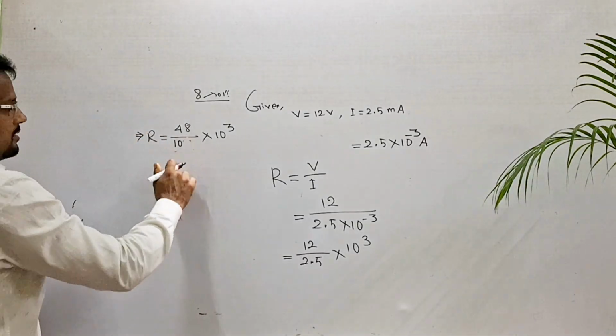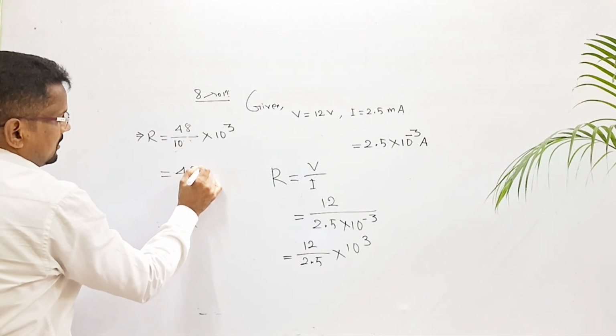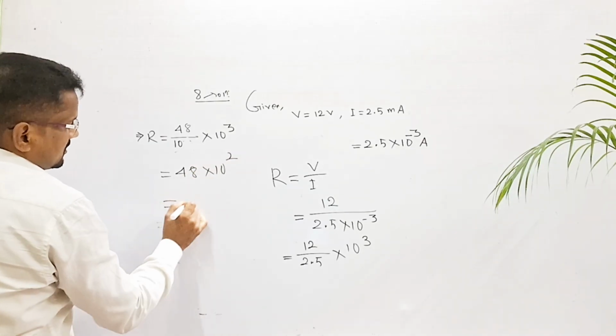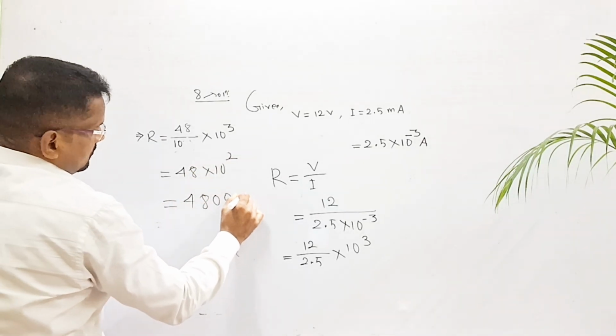Ultimately it is simple 10. Now 48 into 10 square, which is nothing but 4800 ohm.